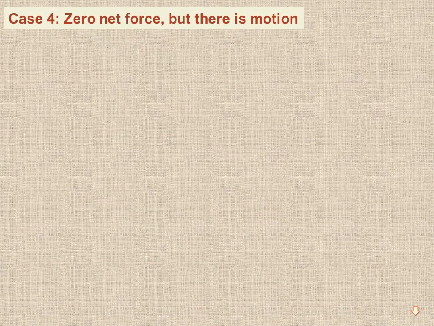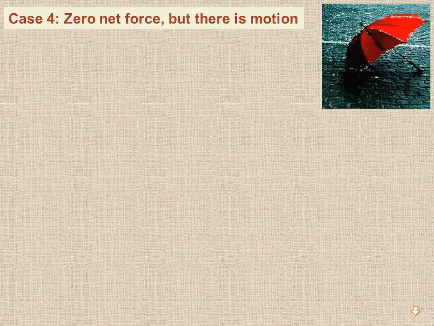Fourth one, zero net force but there is motion. What is that? When a raindrop gets detached from the cloud, it experiences both downward gravitational force and upward drag force. You can see this umbrella experiences a downward force from the raindrops. As the drop descends towards the earth, the upward air drag force increases, and after a certain time the upward air drag force cancels the downward gravity. Hence the raindrop has zero net force. Therefore zero acceleration but with non-zero terminal velocity.